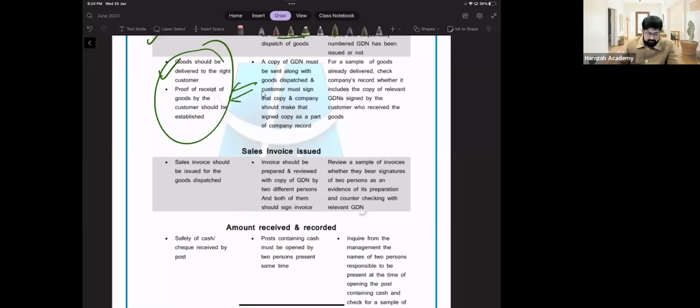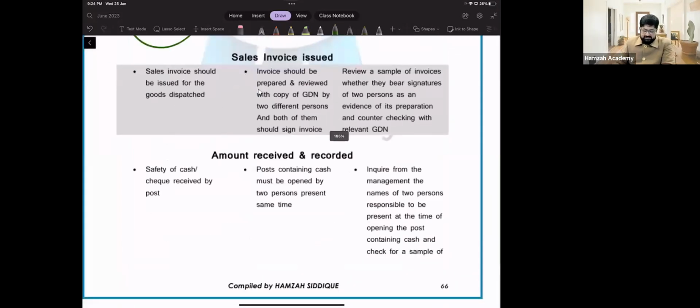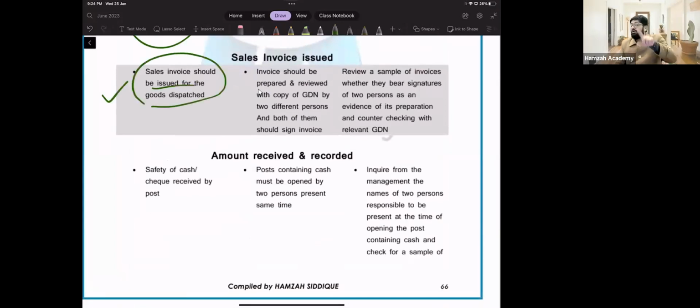Next, the next point is invoice. A sales invoice should be issued for the goods dispatched. For the goods you have dispatched, sales invoices should be sent for those only. Accuracy of the sales invoice: one person will prepare and the other will review the sales invoice with the relevant GDN. And both of them should sign.